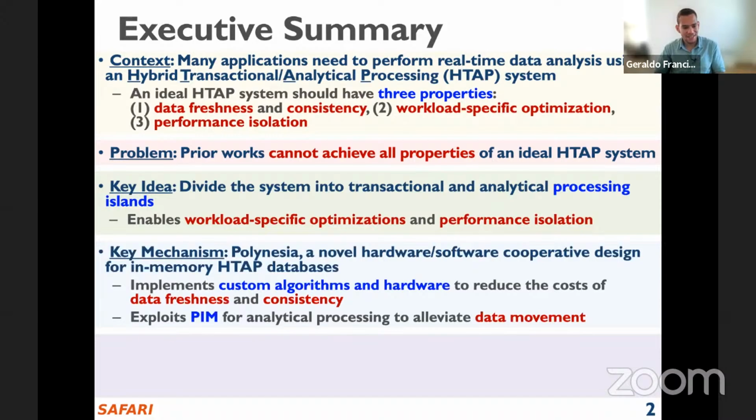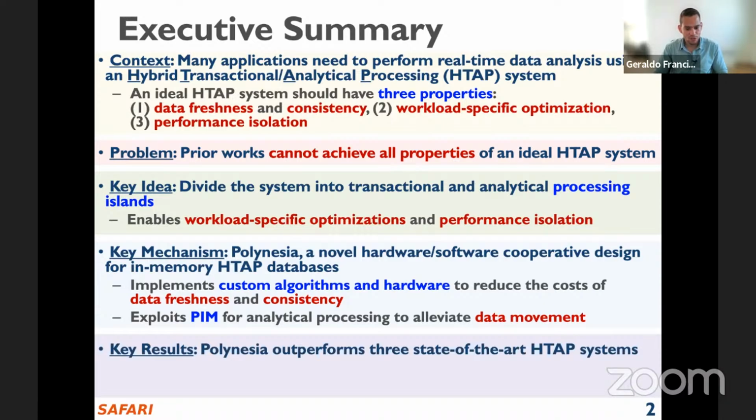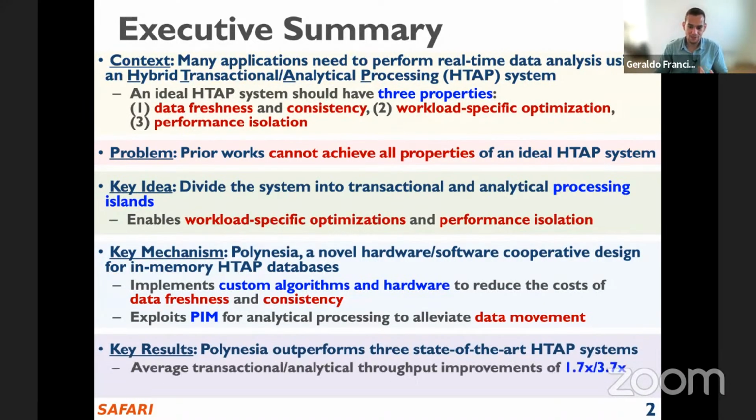We leverage our key idea to design Polynesia, which is a novel hardware software cooperative design for in-memory HTAP databases. We implement custom algorithms and hardware in Polynesia to reduce the cost of maintaining data freshness and data consistency in HTAP systems. And we exploit processing in memory for the design of the analytical processing islands to alleviate the cost of data movement. We extensively evaluate Polynesia against three state-of-the-art HTAP systems, and we observe that it increases transactional and analytical throughput by 1.7 times and 3.7 times on average, and also reduces energy consumption by 48% on average.